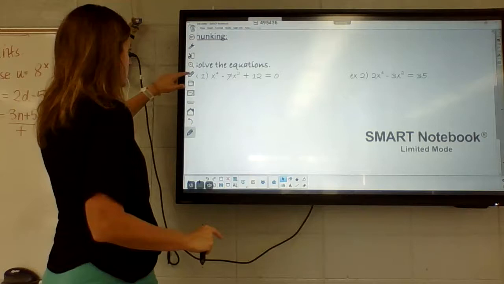So what would we do first in this problem? What do these all have to look like to begin with? Yeah, move that 35 over. We want it to equal 0.